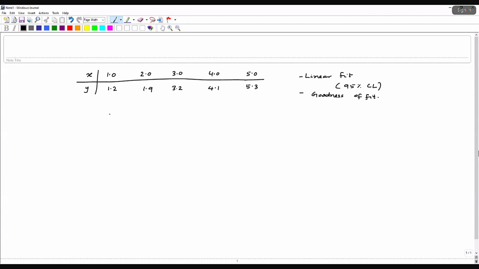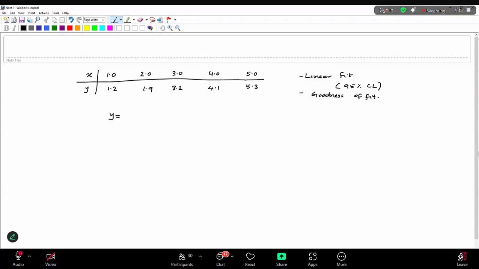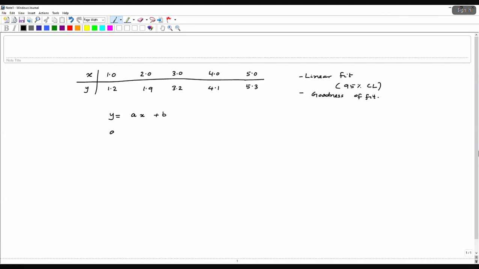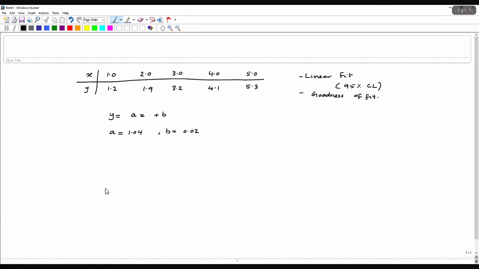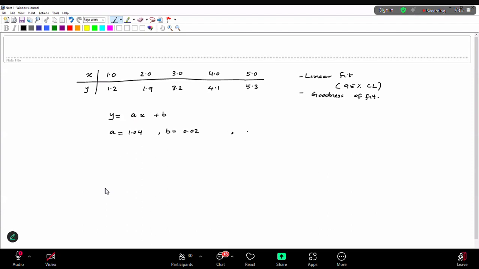So I said that a linear curve can be written as y equal to ax plus b. And then we had found a to be 1.04 and b to be 0.02. If you look through your notes, this is what we had found. And then we had to find out the R square value.